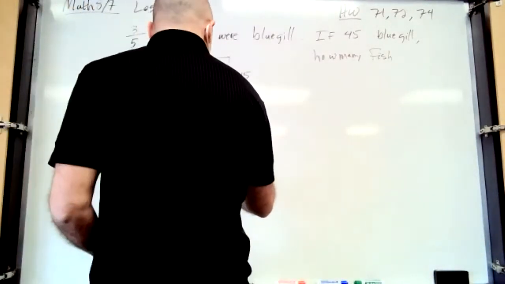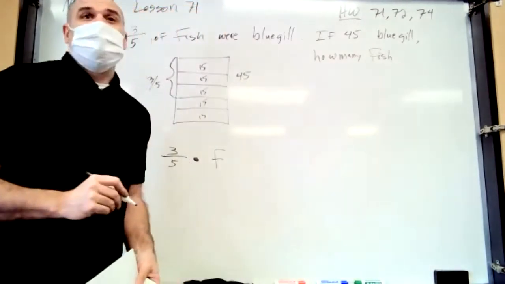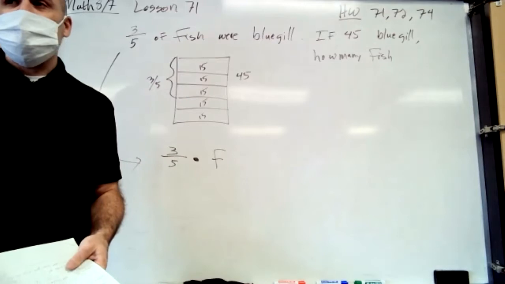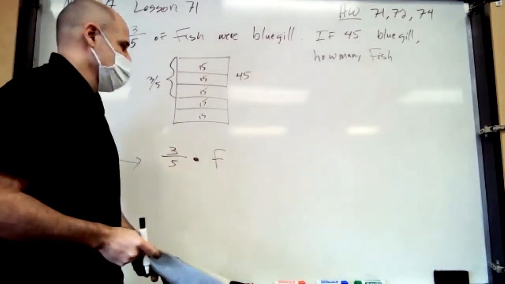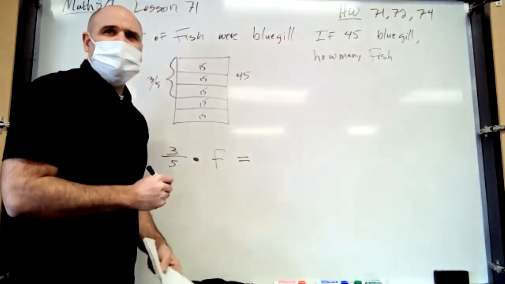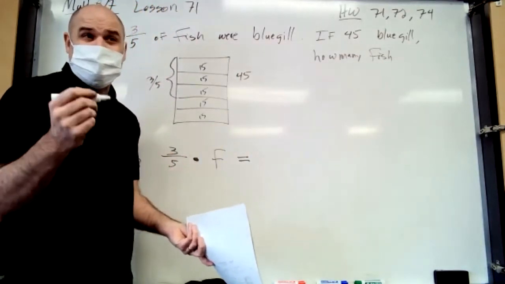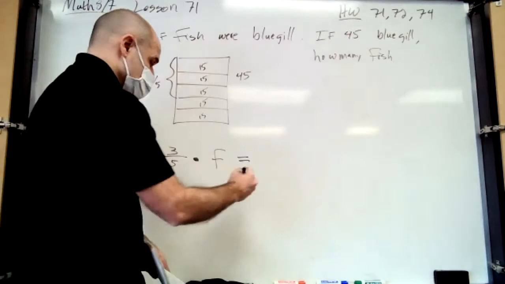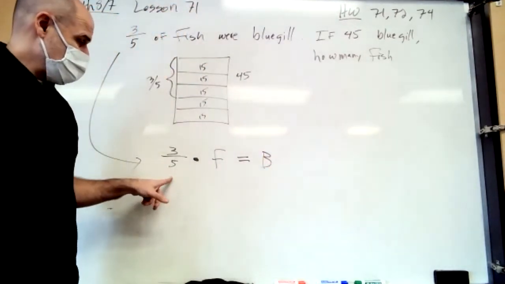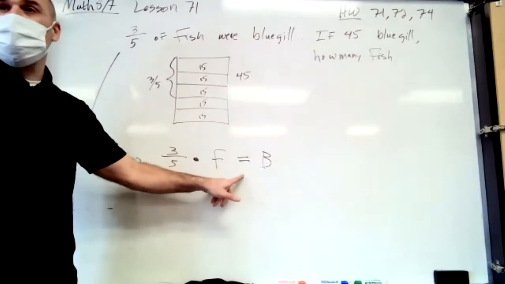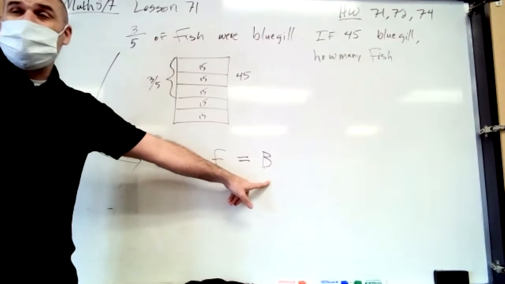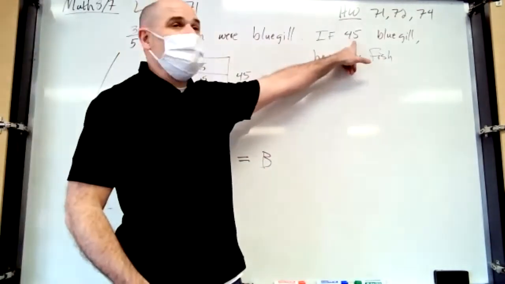How do you say were? What verb is that? A past tense of. Equal? Yeah. It's the past tense of is, right? So I say is. Now you say bluegill. Well, we don't know bluegill yet in this sentence, right? So see how I just said, everybody look up here. 3/5 of the fish were bluegill. Does that make sense? Okay, now the next sentence says, if 45 were bluegill.